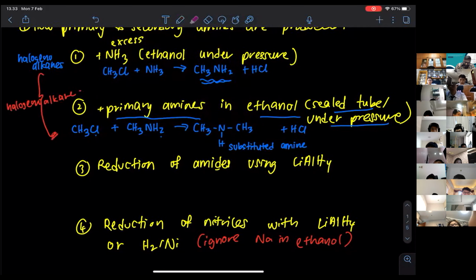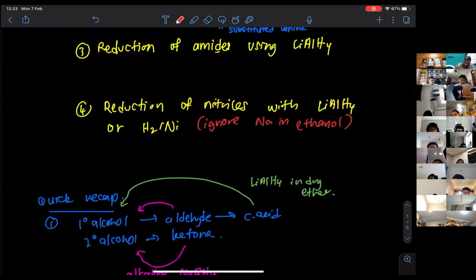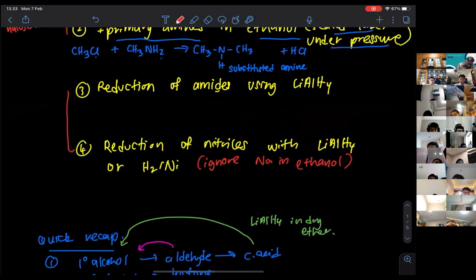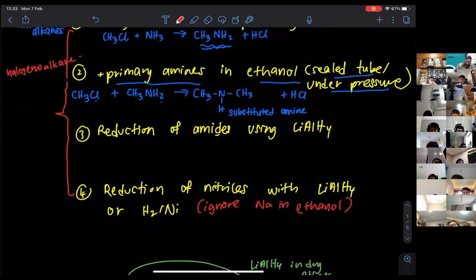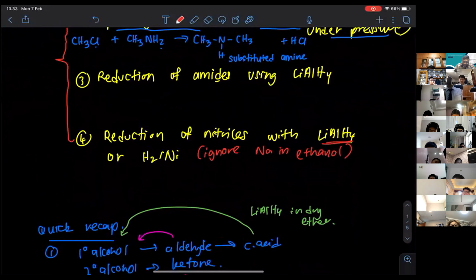So I'll just erase this one. There are three. There should be three. I missed out this one. This one also has a relationship. Reduction of nitriles, with LiAlH4.